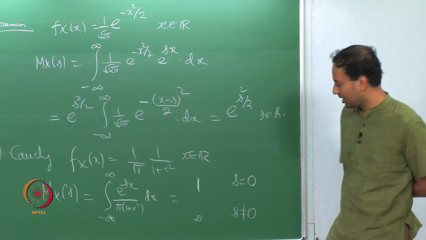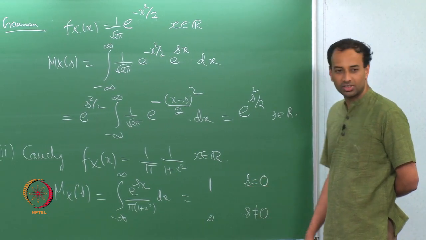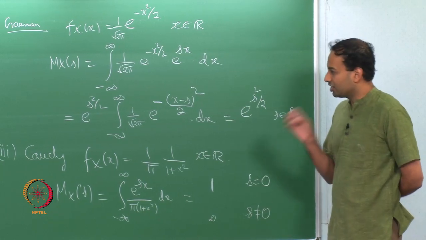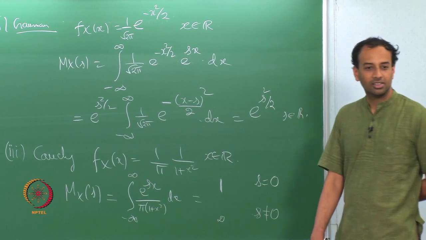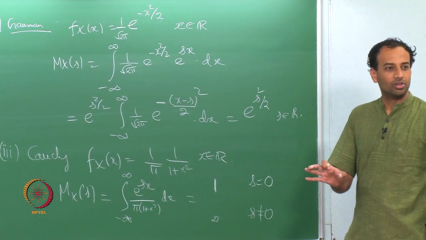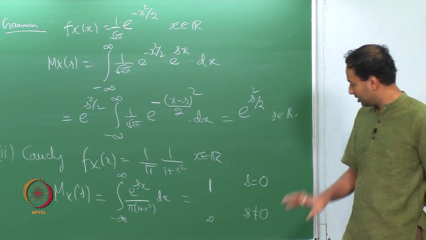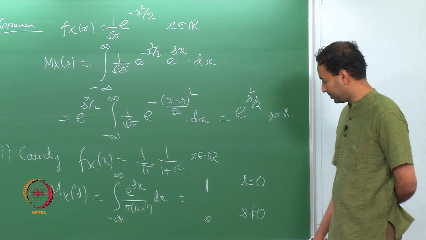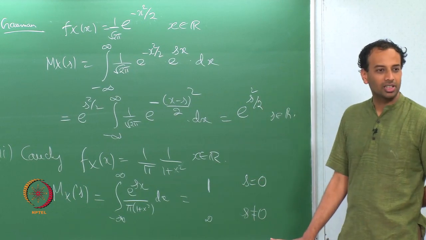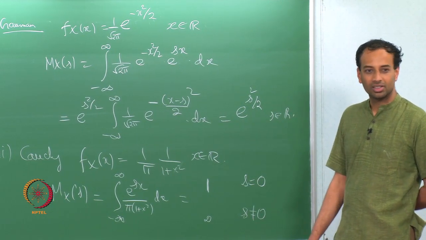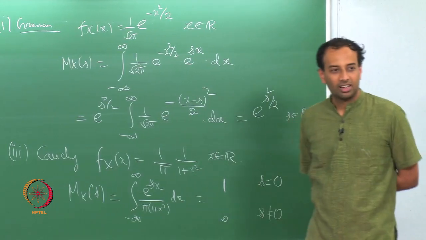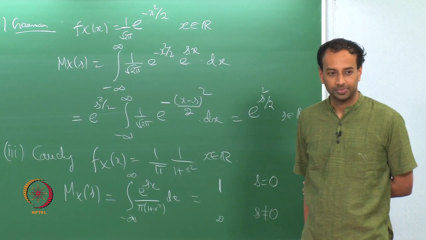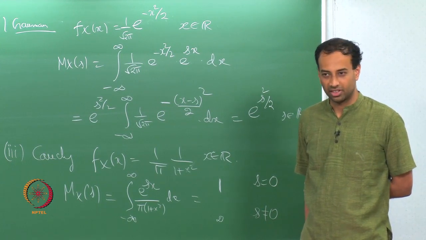So, for S, if you are restricting S to real values, only for S equal to 0 is it defined. Otherwise, it is infinity. So, the region of convergence in this case will be just S equal to 0 on the real line, it is only for S equal to 0 that the MGF is finite. But S equal to 0 is always a part of the region of convergence, because as we can see the moment generating function Mx of 0 is always equal to 1, by definition.